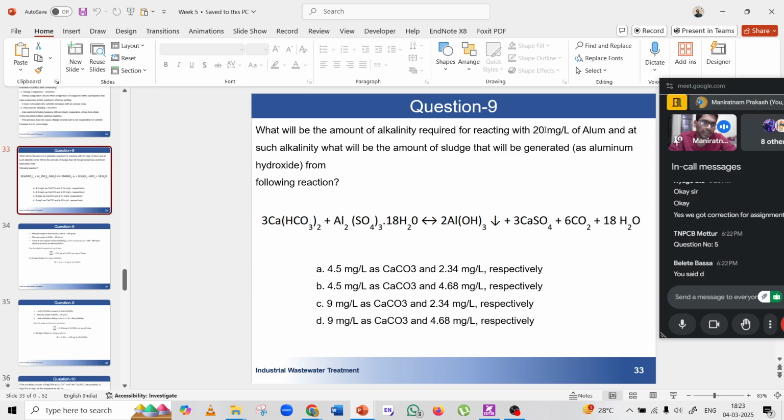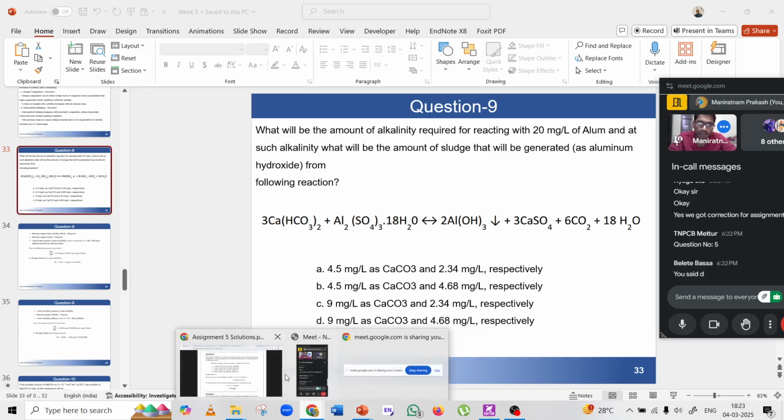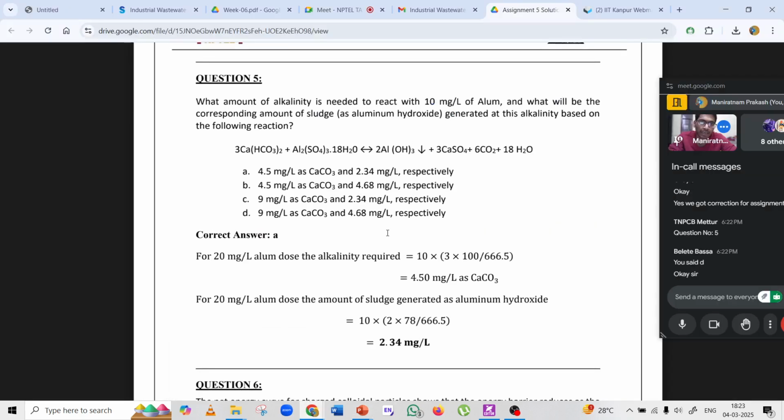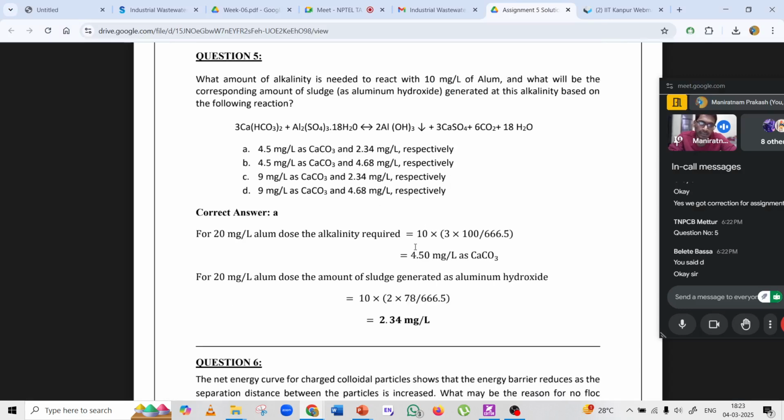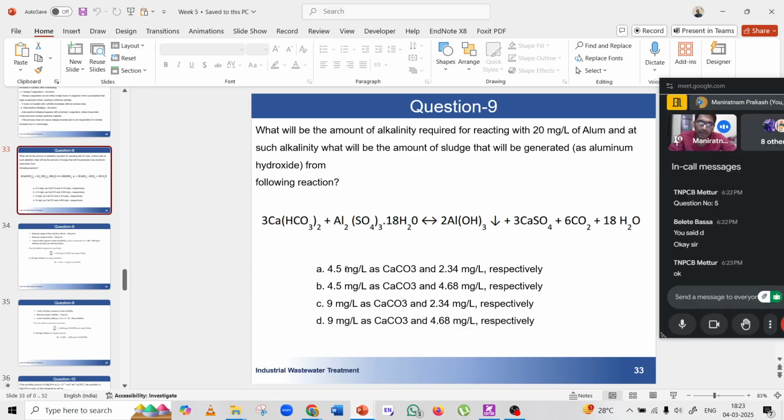For our question, it is 20 milligram per liter, but here in your assignment, it is 10 milligram per liter. I don't think you read the question correctly. 10 milligram per liter, correct. These are correct answers. For 20, it was 9 and 4.68. As the concentration has been halved, your answer will also be half. That is 4.5 and 2.34.